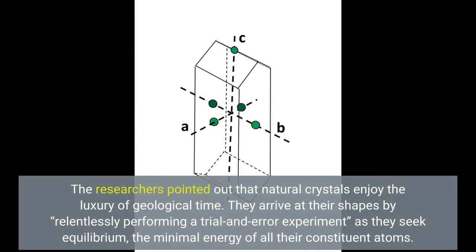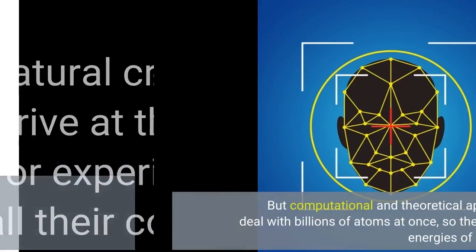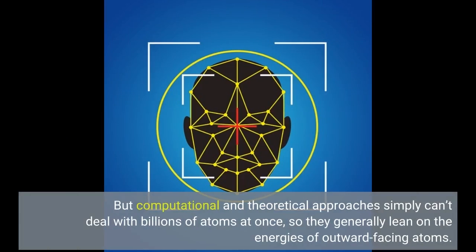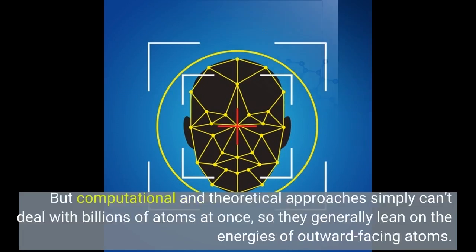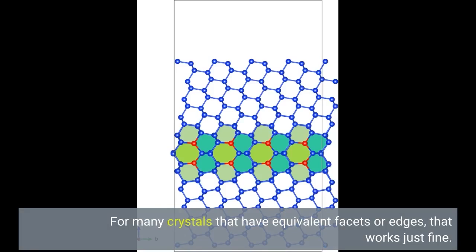The researchers pointed out that natural crystals enjoy the luxury of geological time. They arrive at their shapes by relentlessly performing a trial-and-error experiment, as they seek equilibrium, the minimal energy of all their constituent atoms. But computational and theoretical approaches simply can't deal with billions of atoms at once, so they generally lean on the energies of outward-facing atoms. For many crystals that have equivalent facets or edges, that works just fine.